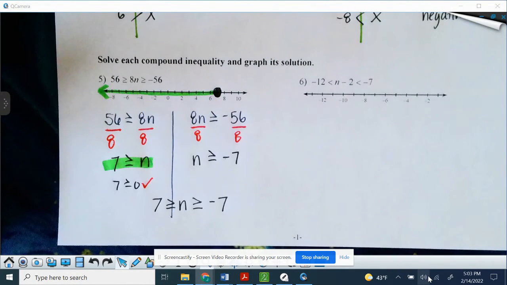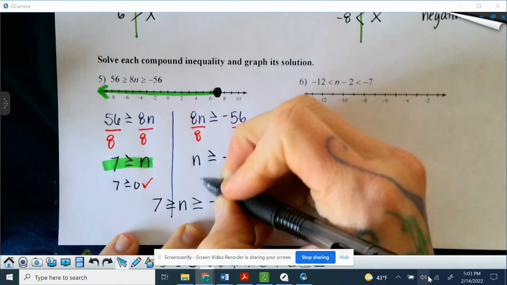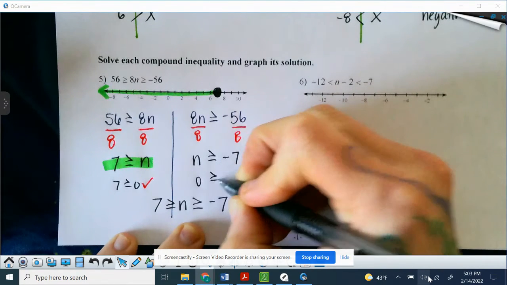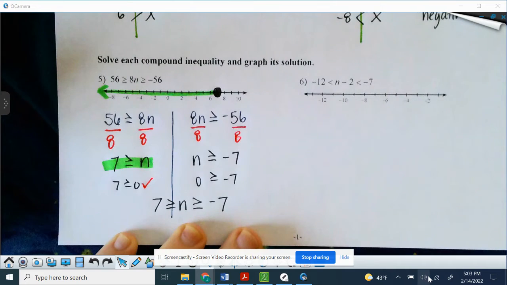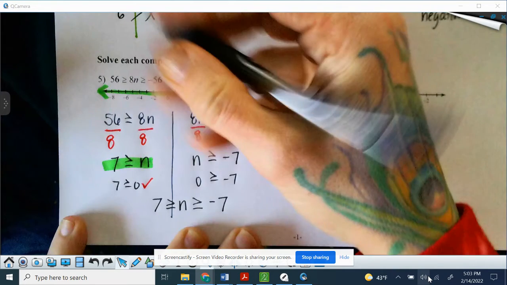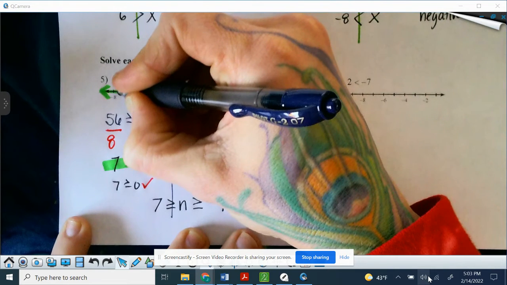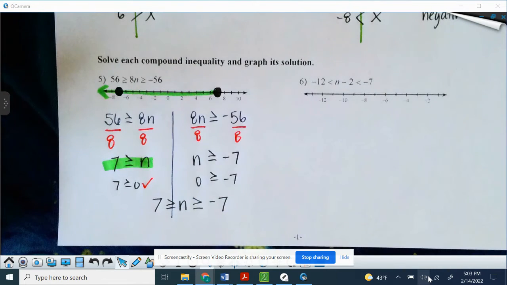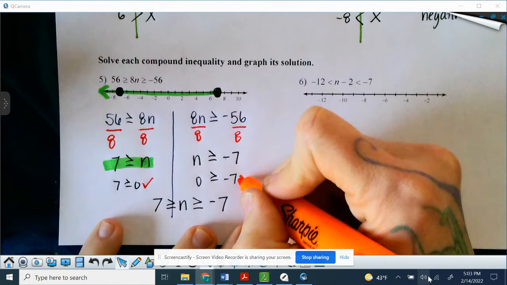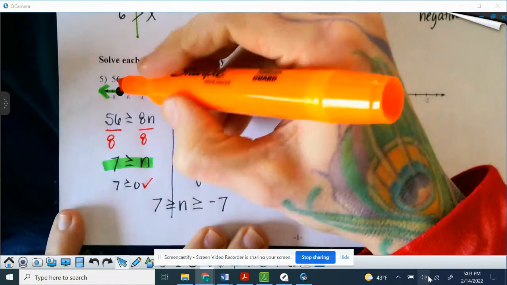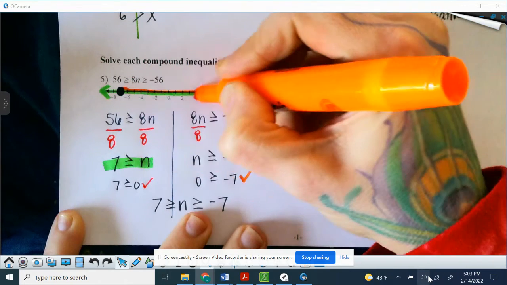Okay, we're going to do a test point here. Is 0 greater than or equal to negative 7? We're going to go to our negative 7, which is right here. It is an equal to, so we're going to color that bad boy in. And then I'm going to decide, is 0 greater than or equal to 7? It is. So we're going to go in the direction of 0 again, which is this way.